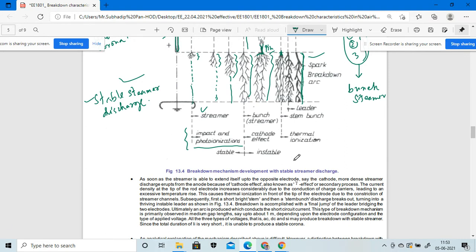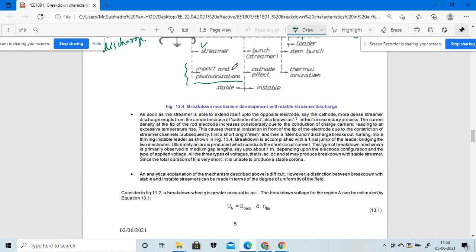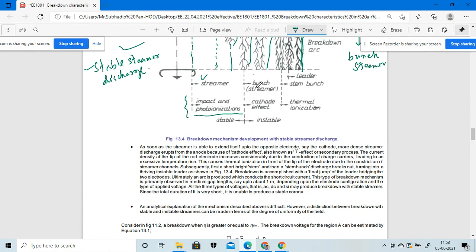So for the analytical expression, we have to distinguish between the breakdown with the stable and the unstable streamer, depending upon the degree of uniformity. Depending upon the degree of uniformity, we have to distinguish between the stable streamer discharge and the unstable streamer discharge.